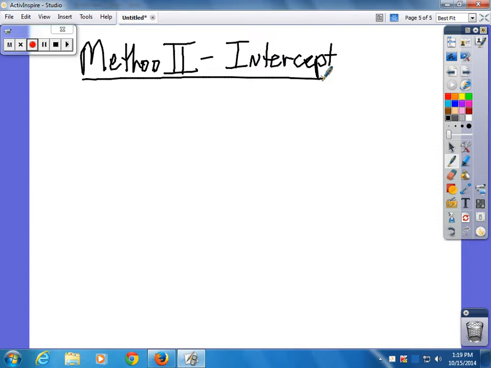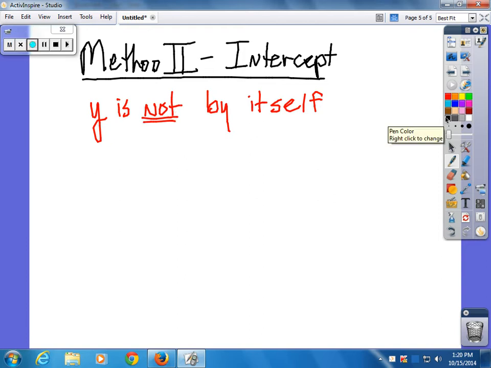Method 2 is for when y is not by itself, as in red. Now, a lot of people say, well, I don't care if y is by itself, I'll just solve for y. What are you eating up on the test, though? Time.